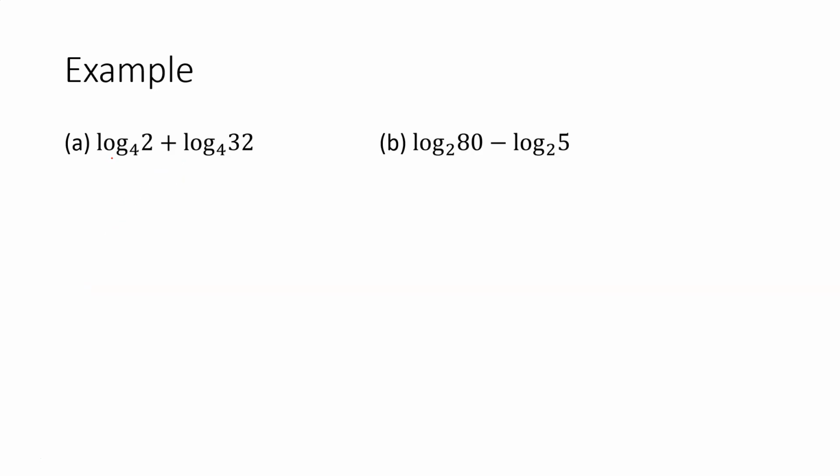Say, for instance, I've got log base 4 of 2 plus log base 4 of 32. Well, we know that this can be written as log base 4 of 2 times 32, which is log base 4 of 64. And I can actually evaluate this because I know that 4 raised to the power of 3 will give me 64.